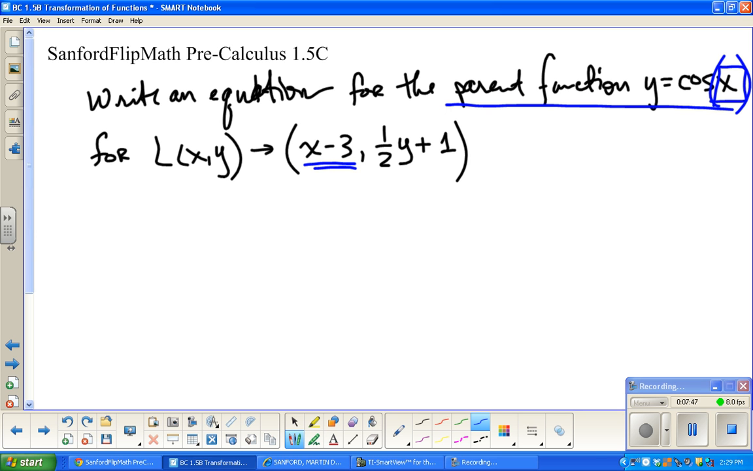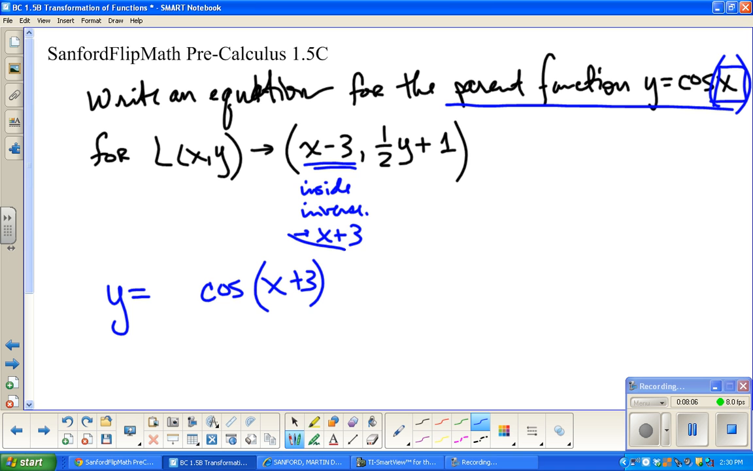Okay? All right, so here we go. This is about x. It's horizontal. So it needs to go inside, and it needs to be inverse. Well, I only have a single operation here, so it's really not going to be a big deal. I'm just going to put x plus 3 on the inside of y equals cosine. So y equals, I'm just going to write the cosine here, and on the inside, I need x plus 3. And there it is.